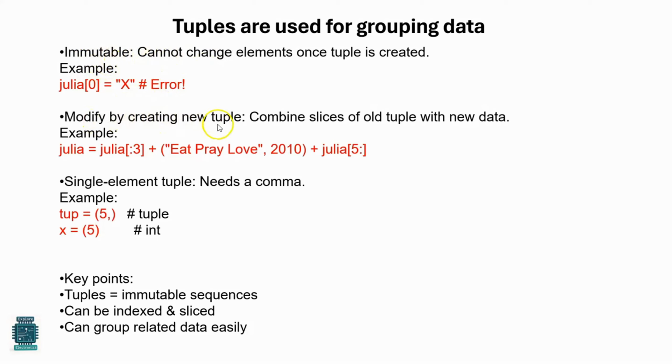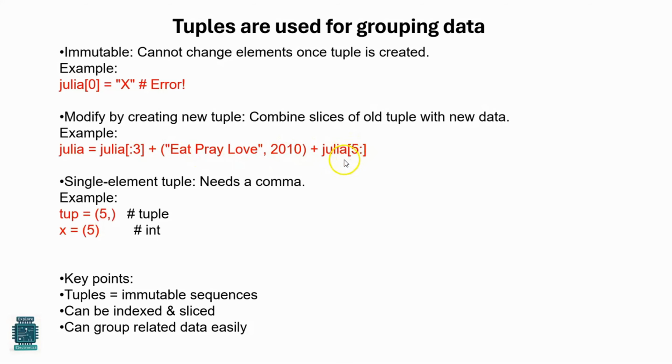Modify by creating a new tuple. Same as string. In strings also I have told you, string is also immutable. If I want to modify anything, I have to create a new string. Likewise, in tuple also, we have to create a new tuple to modify it. Combine slices of the old tuple with new data. For example, julia is equal to julia[:3] plus ("Eat Pray Love", 2010) plus julia[5:].